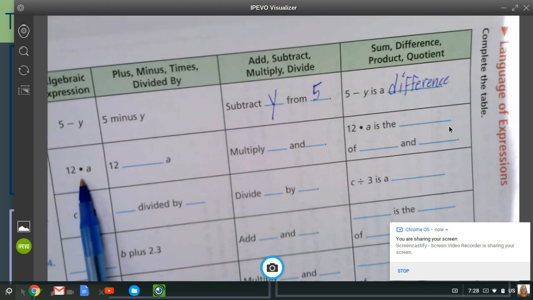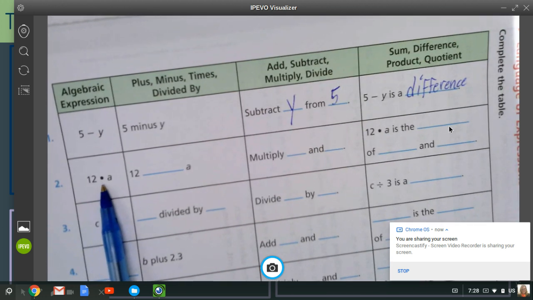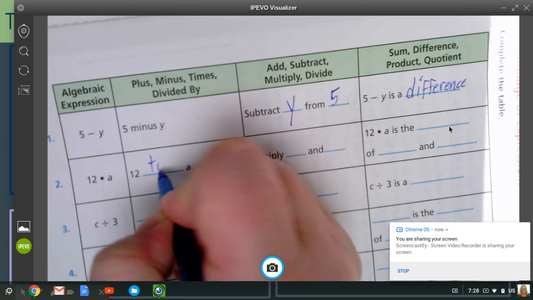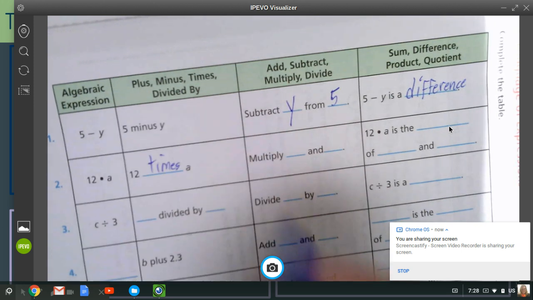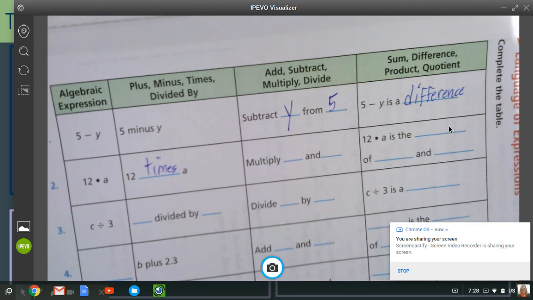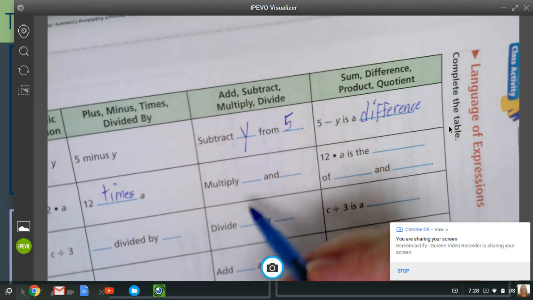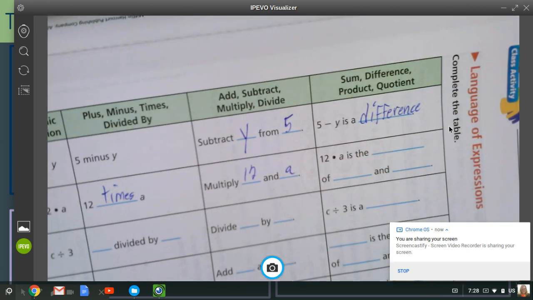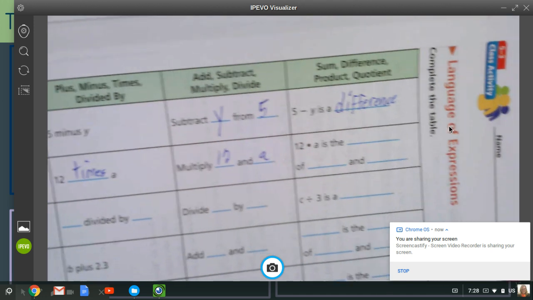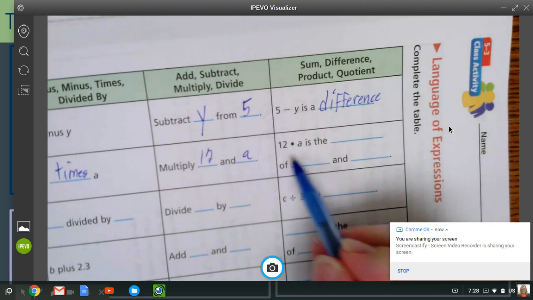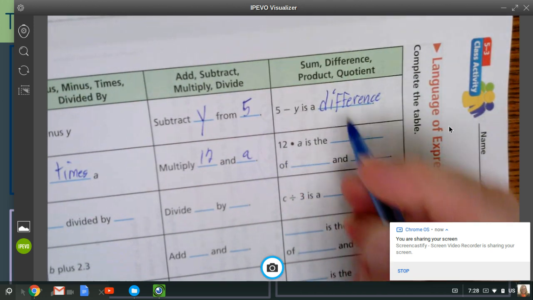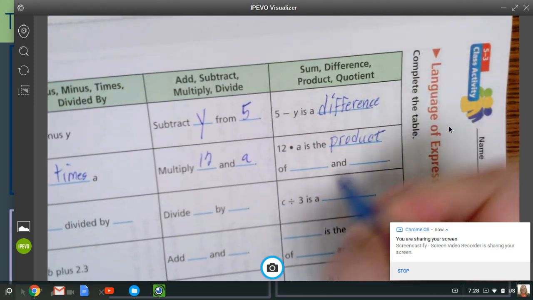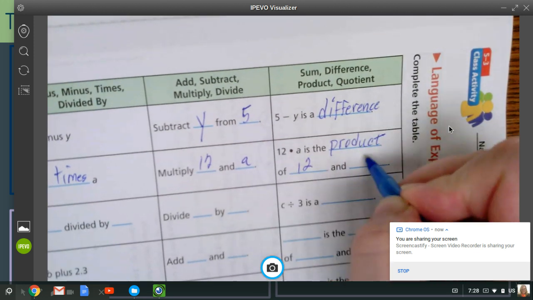Here we have another operation. We have 12 times a. So it's 12 times a written out. We would multiply 12 and a. And we would fill this in with 12 times a is the product of 12 and a.